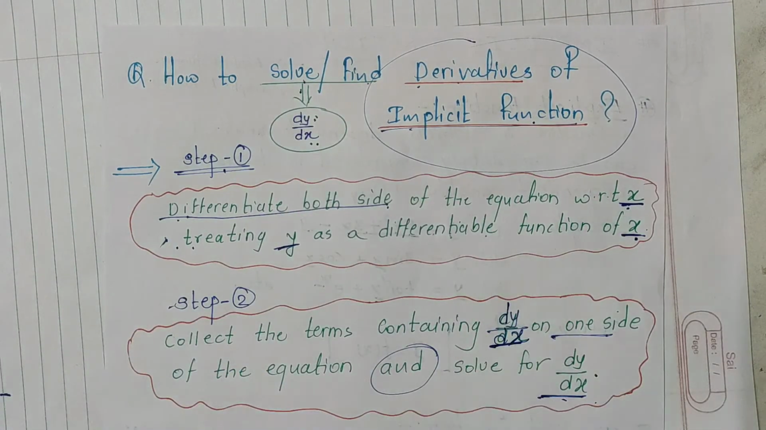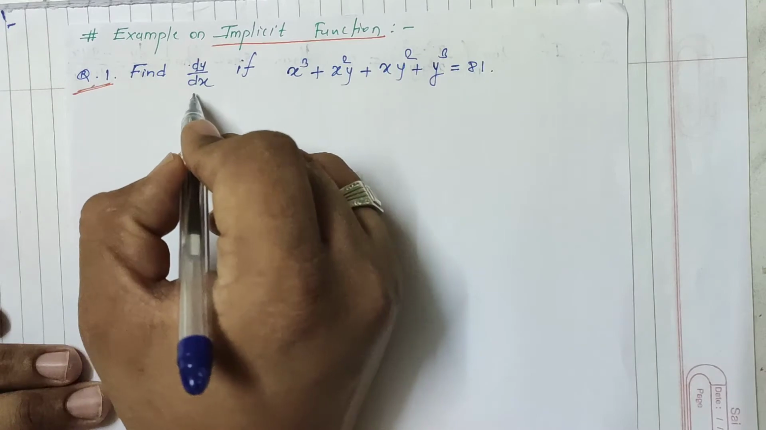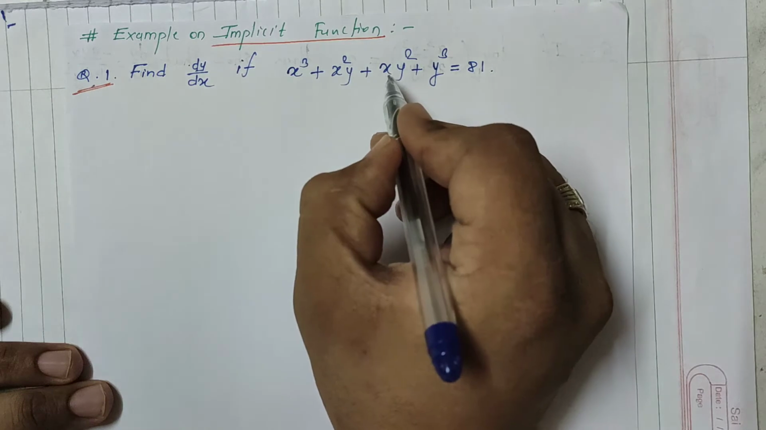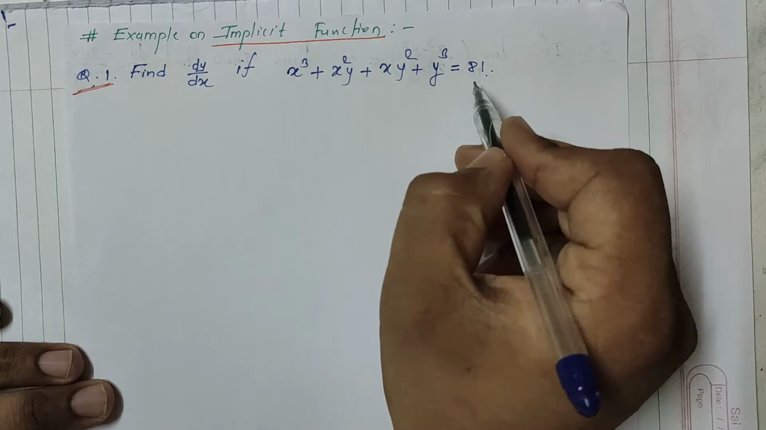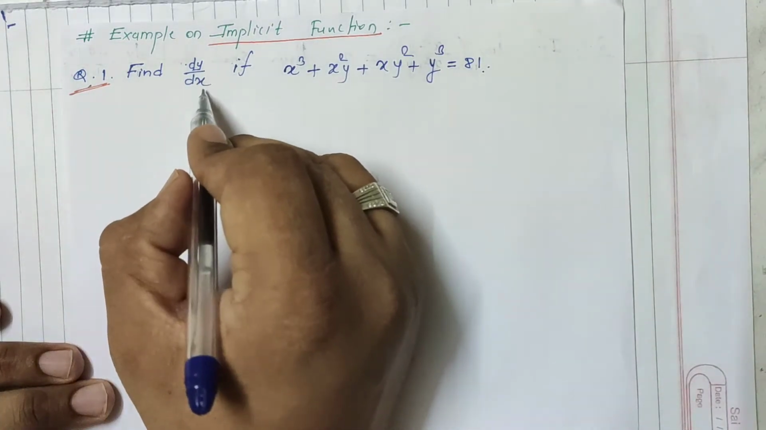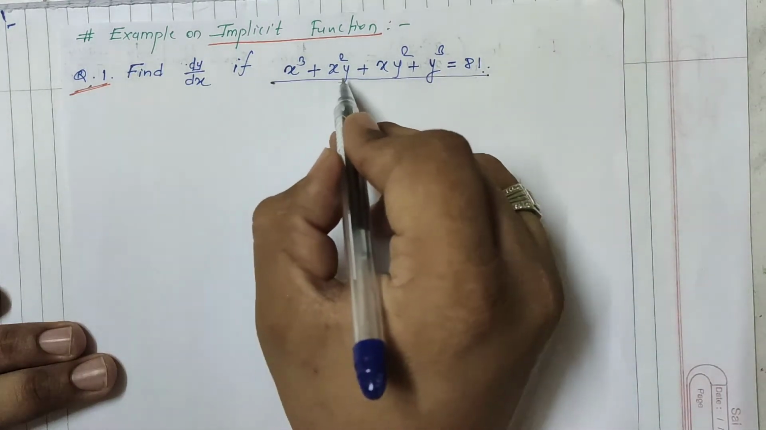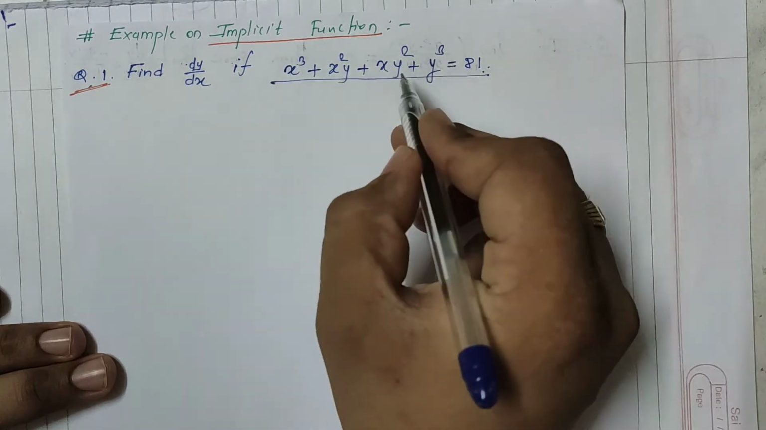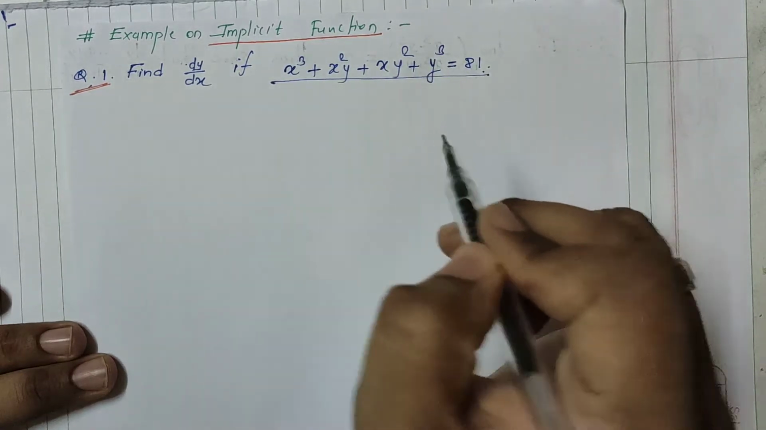Okay, let us see a problem. Example on implicit function. First question, find dy upon dx if x cube plus x square y plus x into y square plus y cube is equal to 81. Then we want to find derivative dy upon dx. First of all, we identify which type of function. Here we observe that x and y are both in combined form. Otherwise, we cannot separate x or y in terms of the other. Therefore, we call it implicit function.